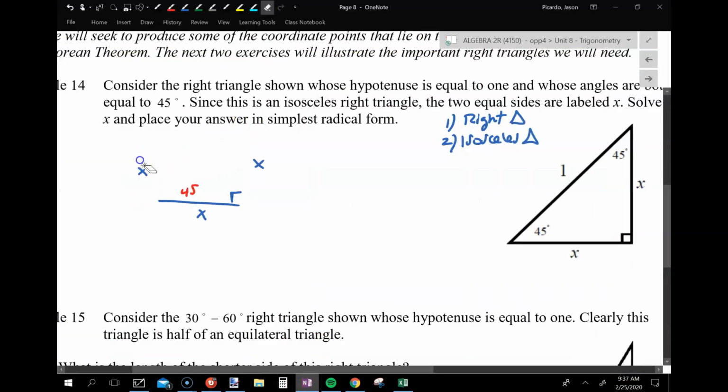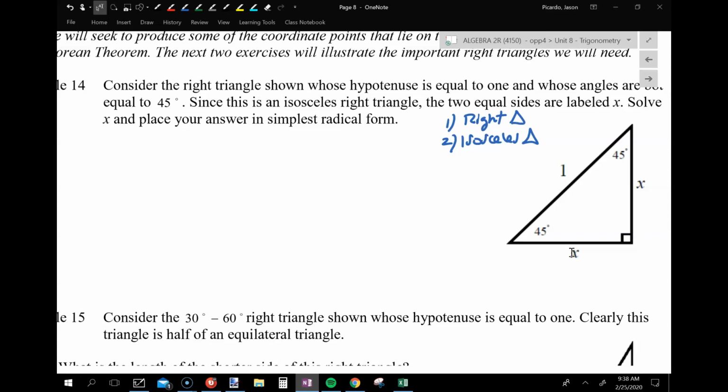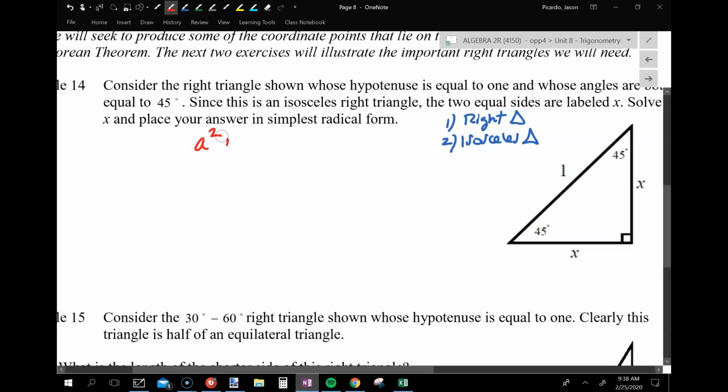All right. So next thing I want to do, I want to actually figure out what the value of X is in this picture. Well, you guys said it was a right triangle. If it's a right triangle, what can I use to find the length of a side? I can use the Pythagorean theorem, can't I?